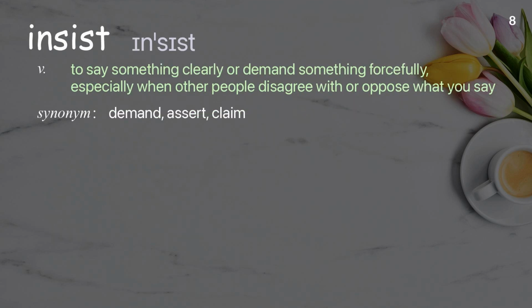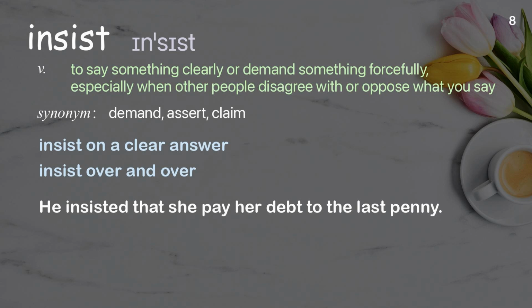Insist. To say something clearly or demand something forcefully, especially when other people disagree with or oppose what you say. Examples: Insist on a clear answer. Insist over and over. He insisted that she pay her debt to the last penny.